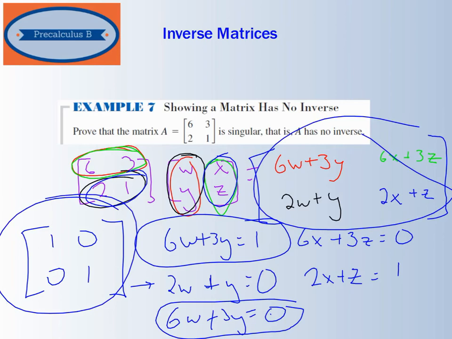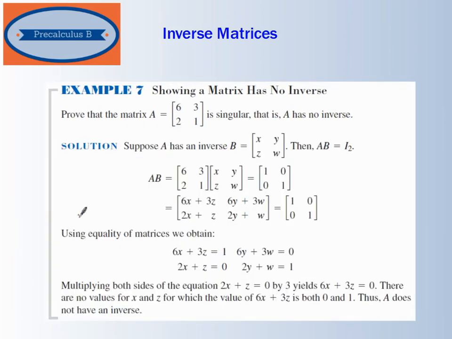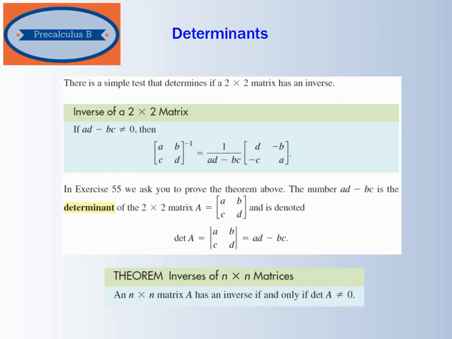All right, so that's a way we could prove that an inverse does not exist, and that's exactly what we show here. And so it doesn't have an inverse. Now, there's got to be an easier way to determine whether or not a matrix has an inverse, and there is. The simplest way to test if a matrix has an inverse is by looking at what's called the determinant. The determinant of a matrix will help us to do that.